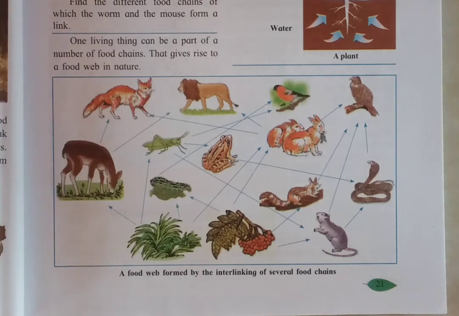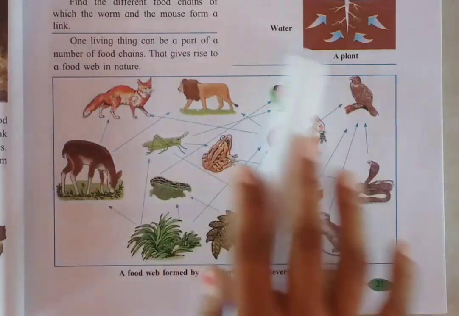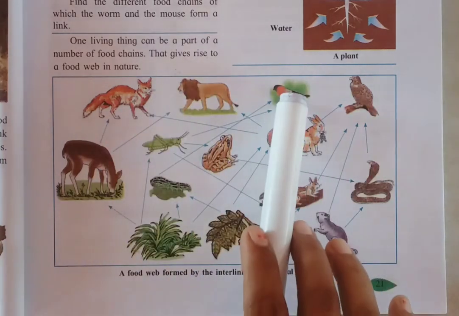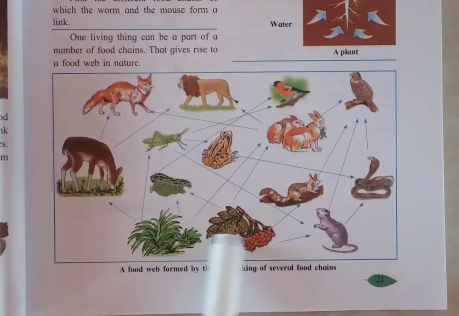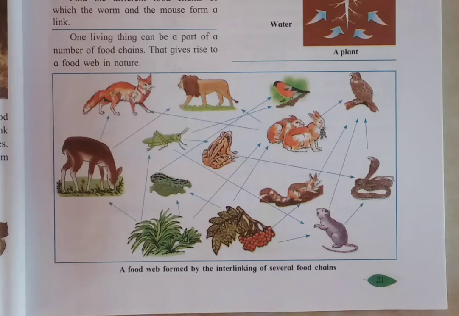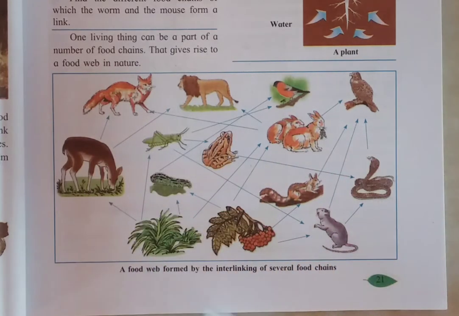So students, observe this diagram. What can you see in this diagram? Here some animals are given, a bird is given and also plants are given. So, observe this diagram. In this diagram, various food chains are shown in the picture, means in this picture various food chains are shown here.